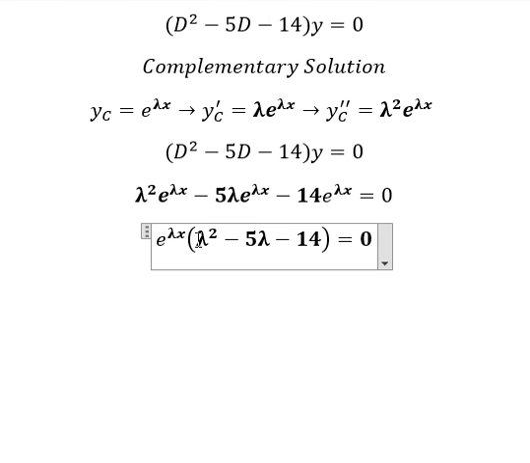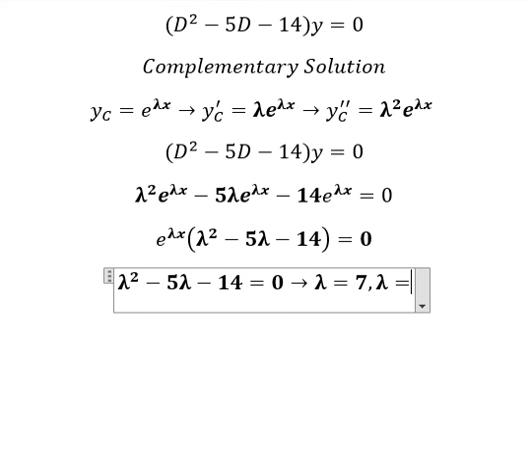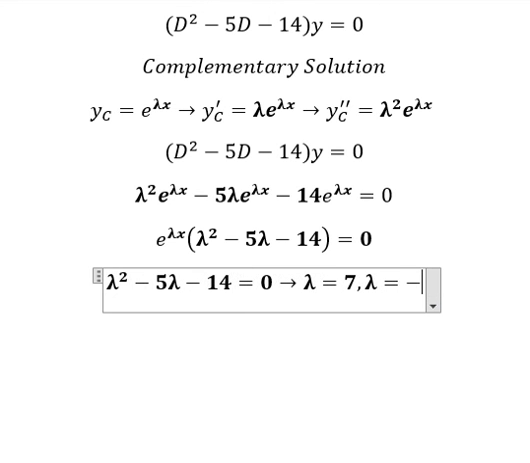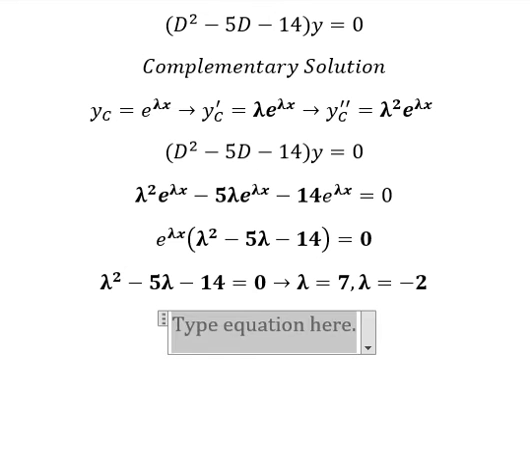And now we need to find the solutions of this one. So we have lambda equals positive 7 and lambda equals negative 2. And now we have the final answer.